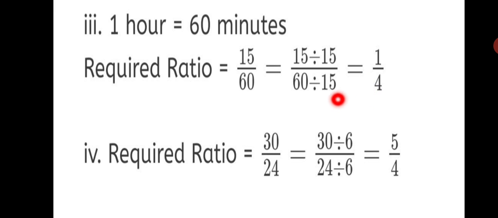Fourth question. In the fourth question, we have 30 liters and 24 liters. Units are the same, so we write 30 upon 24 as the required ratio. Now we are going to divide it by the highest common factor, which is 6. So 30 divided by 6 gives us 5 and 24 divided by 6 gives us 4. So 5 upon 4 is your final answer.